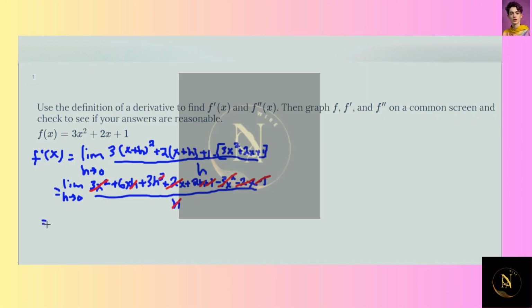Therefore, we're left over with the limit as h approaches 0 of 6x plus 3h plus 2, and as h approaches 0, 3h approaches 0. Answer here is 6x plus 2. And that is our answer for f prime of x.